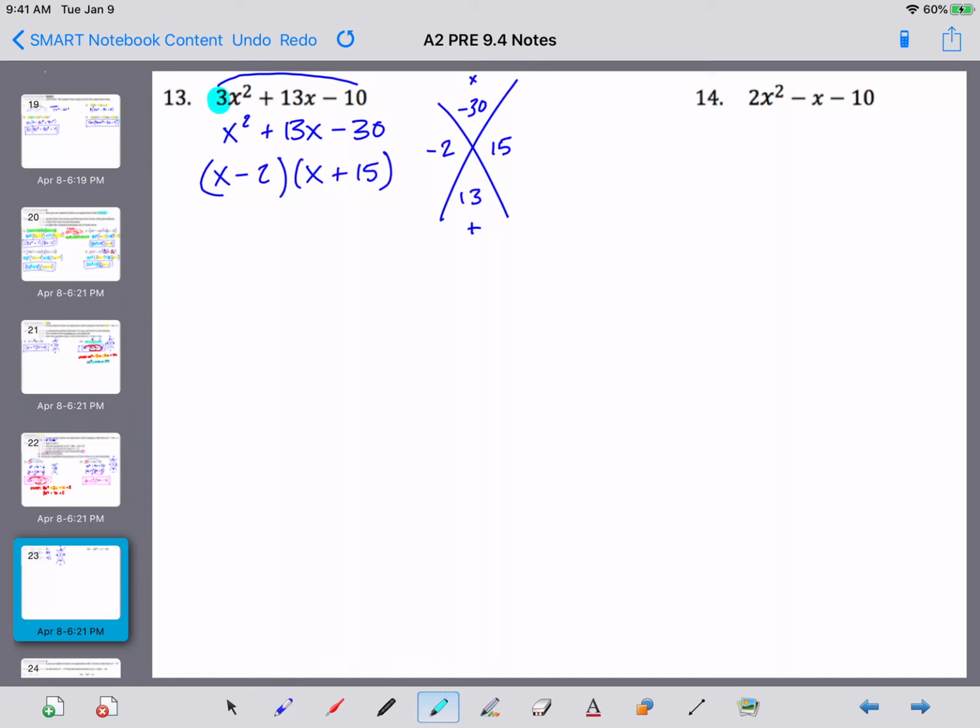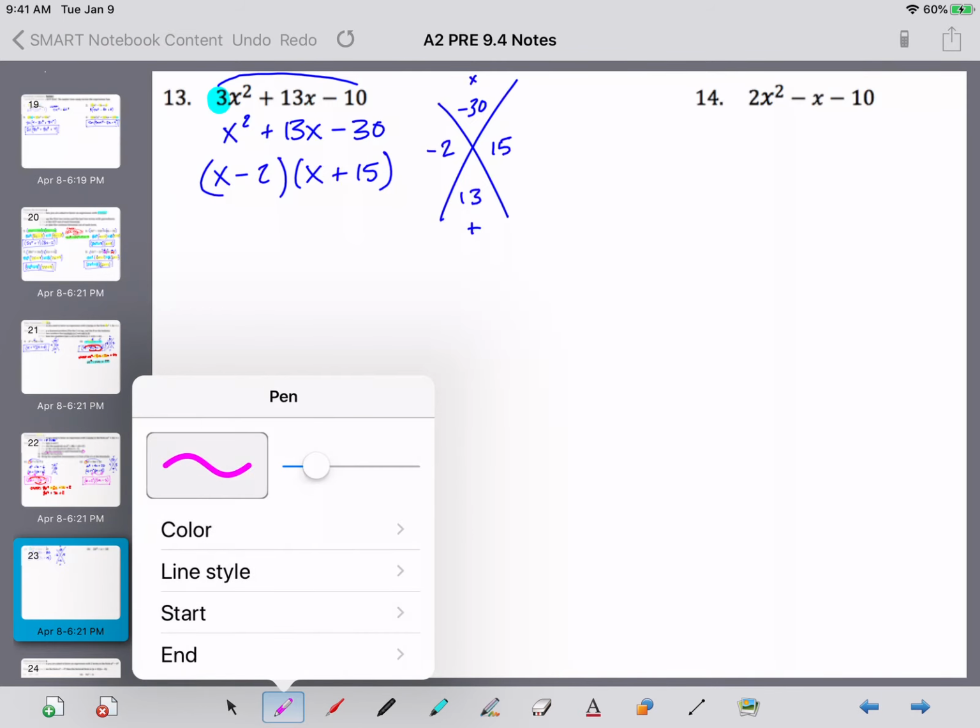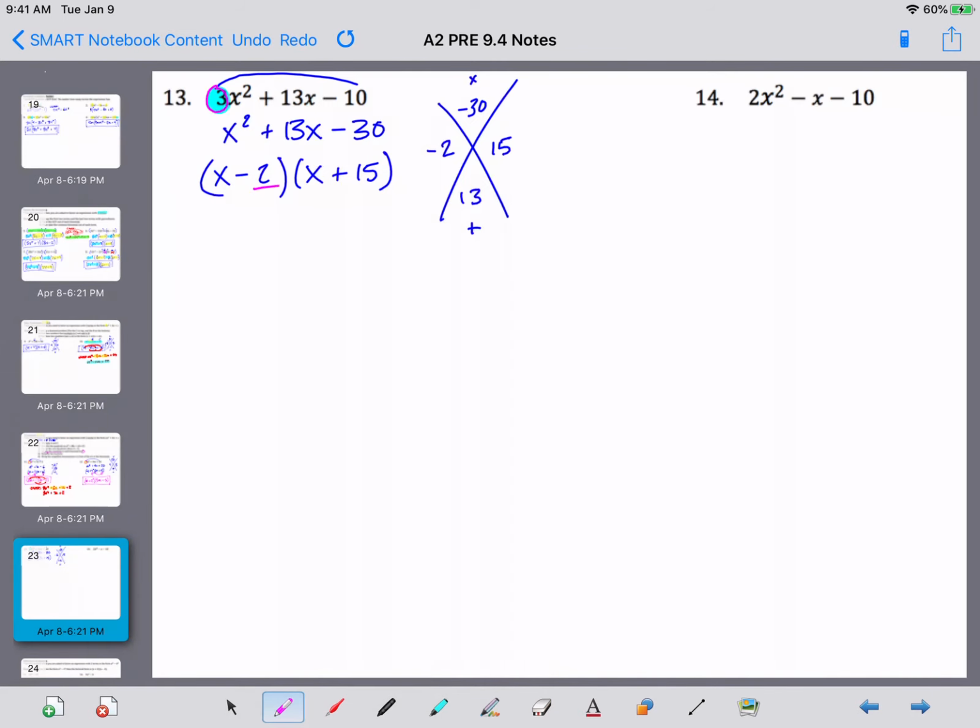We got to get that 3 back in there, so to do that, we take 2 divided by 3, and we take 15 divided by 3. 2 can't be divided by 3, so bring that to the front. This gives us 3x minus 2. Whoops, minus 2. And here, oh, that's not right. 15 divided by 3 is 5, so this is x plus 5. And that is factored.